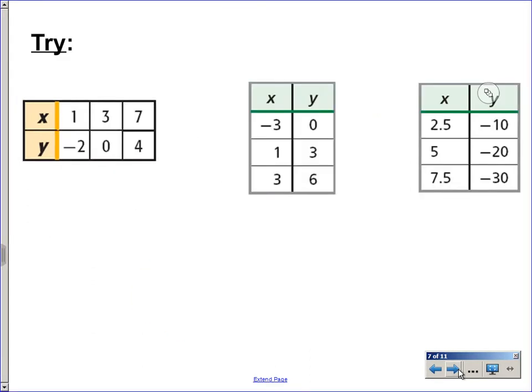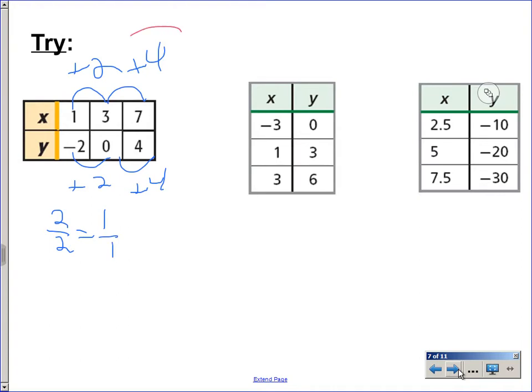Okay, so trying the first one, I'm going to see what my change is. It looks like I have a plus 2, and it looks like I have a plus 4. Interesting. Here it looks like I have a plus 2, and then a plus 4. So in order to see if I have a direct variation, I need to look at the x and the y's that I have. So the first one's 2 over 2, which reduces down to 1 over 1. And if you look at the second relationship here, we have 4 over 4, which also reduces down to 1 over 1. So in this situation, it is a direct variation, and the value of k equals 1.